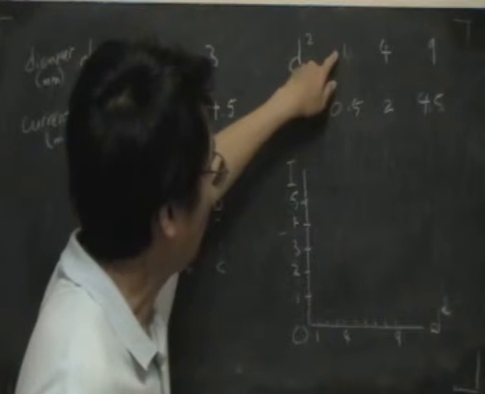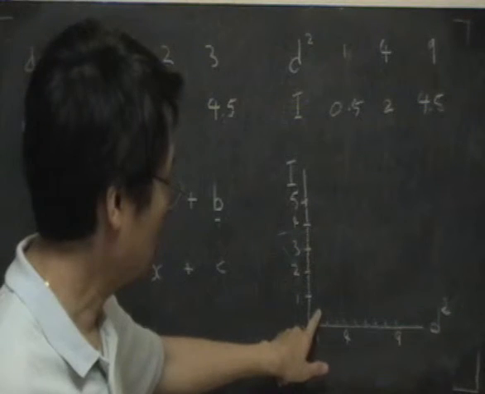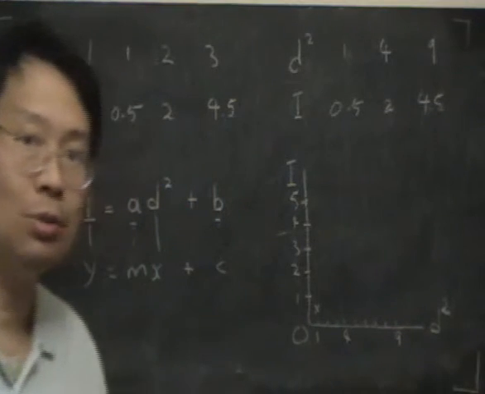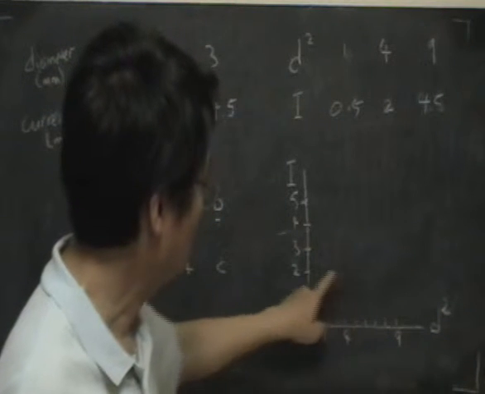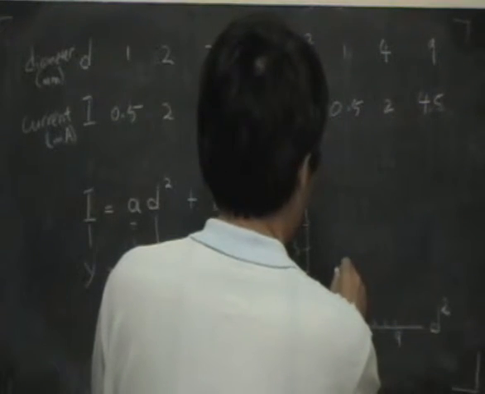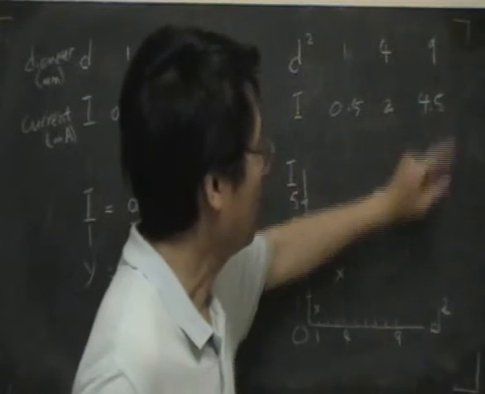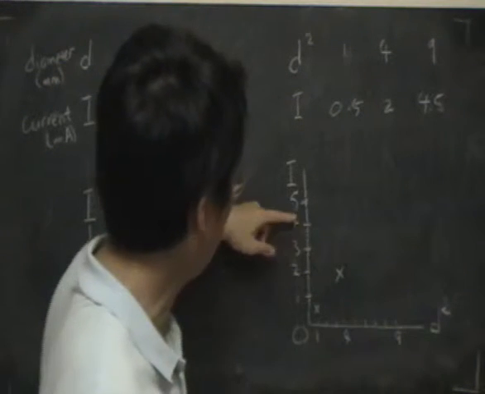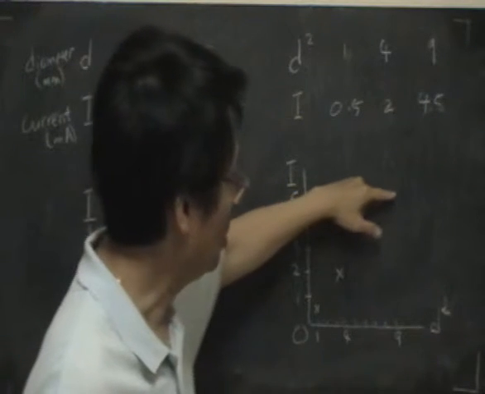The first point is 1, 0.5. So that's 1. 0.5 is somewhere there. That's 1 point, roughly. The next point, 4 and 2. That's 2 and that's 4. So the point is there. Okay. Finally, 9 and 4.5. 9 is there, and 4.5 is here, between 4 and 5.